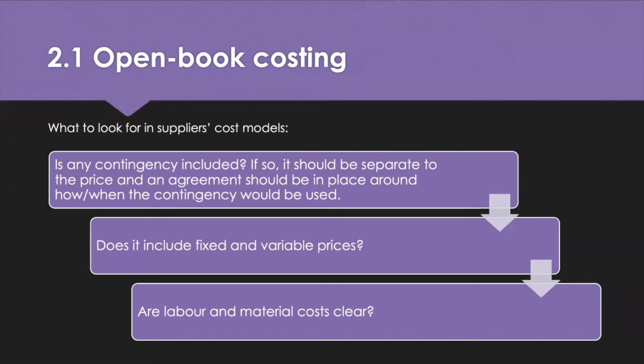Whether contingency is included, whether it includes the fixed and the variable costs, whether the labour and material costs are clear. Now, the benefits of open book costing and cost transparency is that it provides a basis for the buyer to review supplier performance. The buyer also benefits from the expertise and experience of the supplier in areas of quality control and cost efficiency. When effectively implemented, it builds understanding and trust between the two parties, and it can also lead to cost savings. It's particularly suitable for managing high-value complex projects.